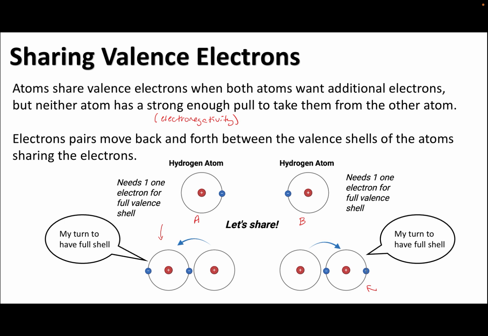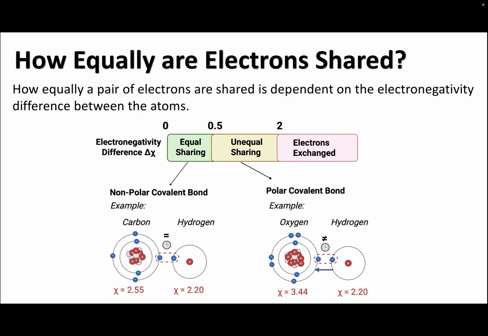Now the question is, ultimately, how does this sharing look? Like, how much time are they really spending closer to one atom versus another? Is that relatively even? Is it kind of in the ballpark of one more so than the other? And the answer to that is it really depends on how evenly paired the electronegativity is between the two atoms. So there's actually two different types of covalent bonds, polar and nonpolar covalent bonds. Of these two, the difference is the difference in electronegativity.